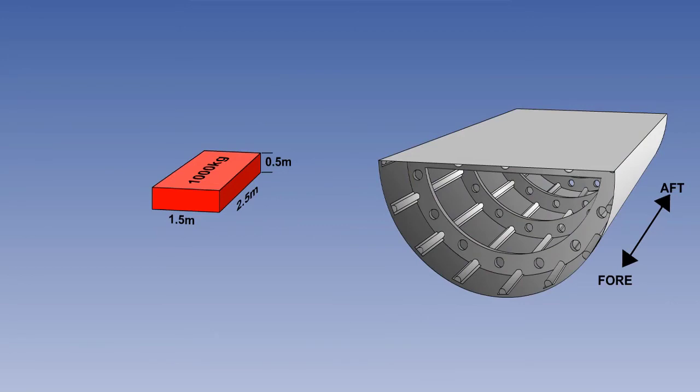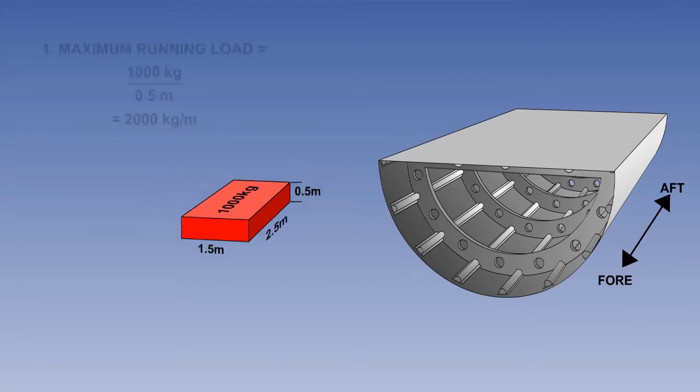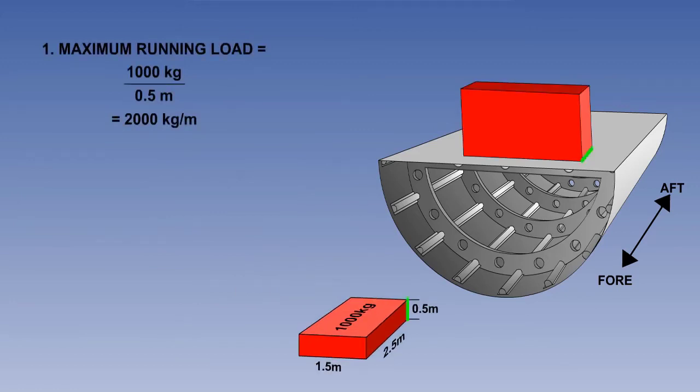An item of cargo of mass 1000 kilograms with dimensions of 0.5 meters by 1.5 meters by 2.5 meters has to be placed in the cargo hold. We are required to calculate the maximum and minimum running loads. To calculate maximum running load, divide the mass of 1000 kilograms by the shortest side, 0.5 meters, which gives a running load of 2000 kilograms per meter.